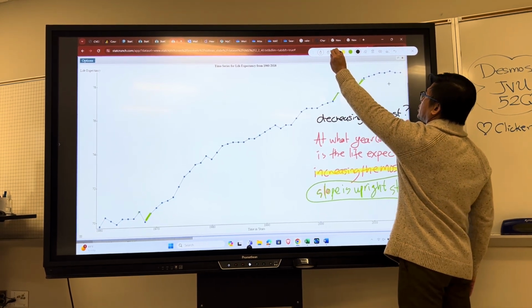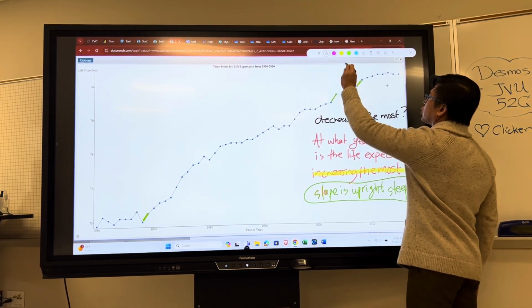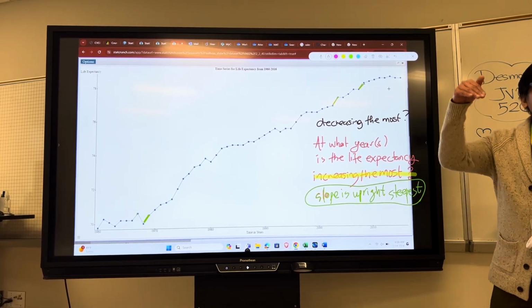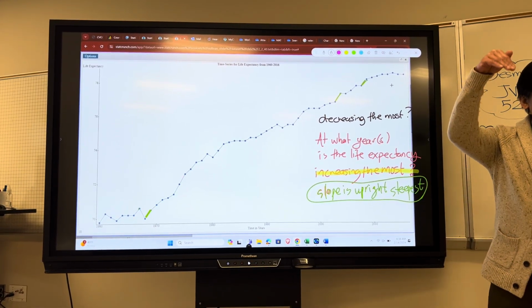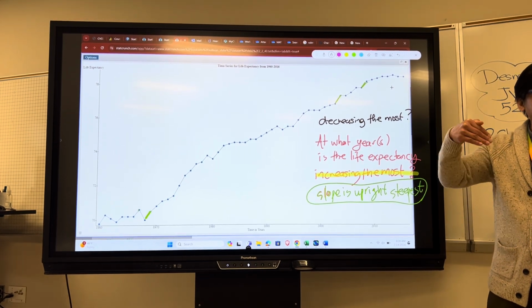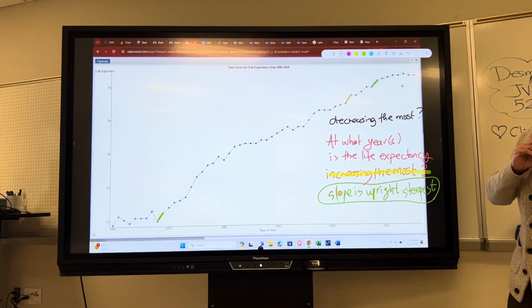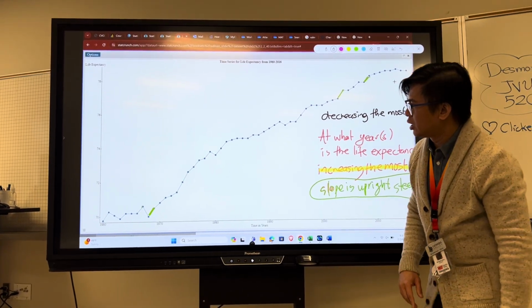So where is it decreasing the most? Let's color it pink. So that means the slope is what? Down right, the steepest down right? The more vertically down, let's talk about the cliff. Yeah. So, anyone in here, you can see the steepest slope.